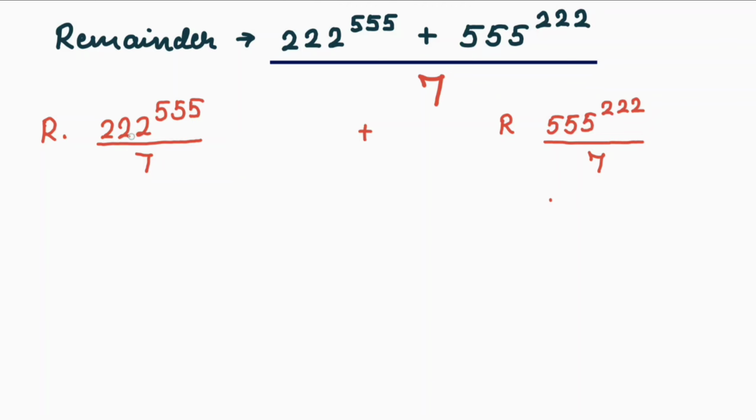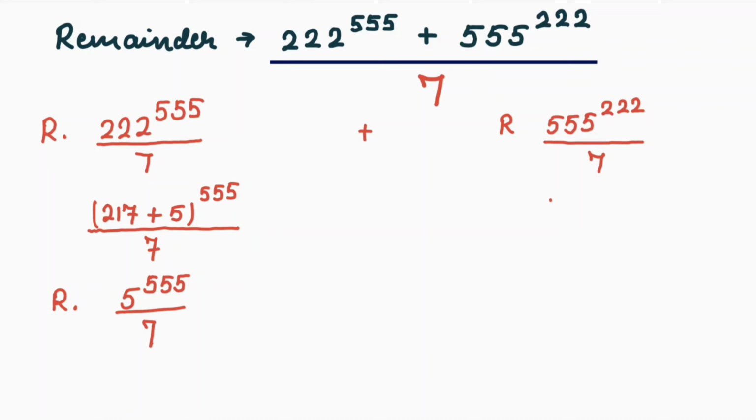Firstly, break the base 222 as a multiple of 7 plus the leftover amount, raised to the power 555. When this is divided by 7, all the terms that include 217 will leave the remainder 0 as it is a multiple of 7, and you will be left with only 5 raised to the power 555. Now find only the remainder when this number is divided by 7.